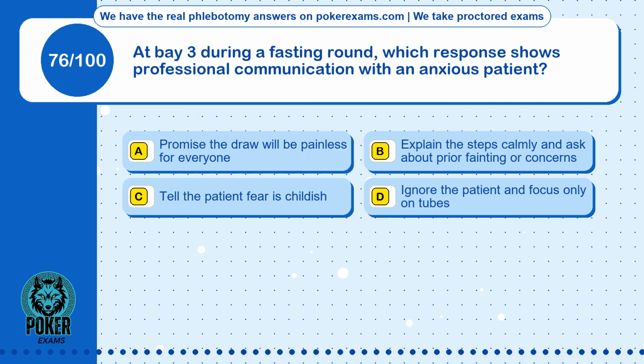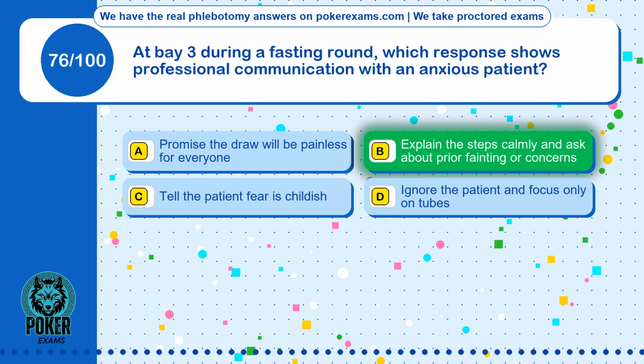Question 76. At Bay 3 during a fasting round, which response shows professional communication with an anxious patient? Option A. Promise the draw will be painless for everyone. Option B. Explain the steps calmly and ask about prior fainting or concerns. Option C. Tell the patient fear is childish. Option D. Ignore the patient and focus only on tubes.